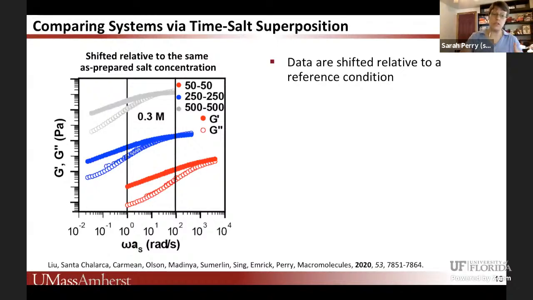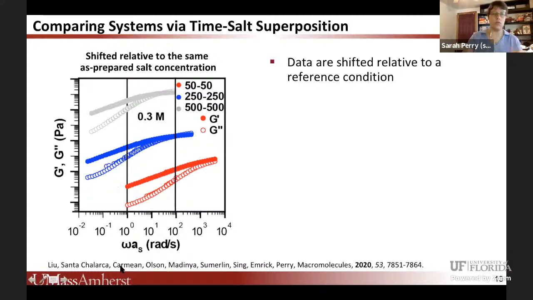And what people tend to do for coacervate systems is a time temperature or a time salt superposition. So you can take data at different salt concentrations. It's similar to time temperature because salt will soften the interactions. And you can create these master curves. And what this allows us to do then is compare samples at any different reference conditions.